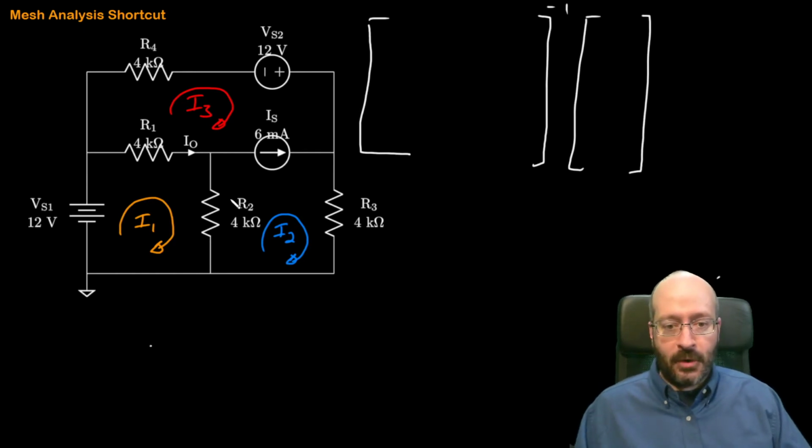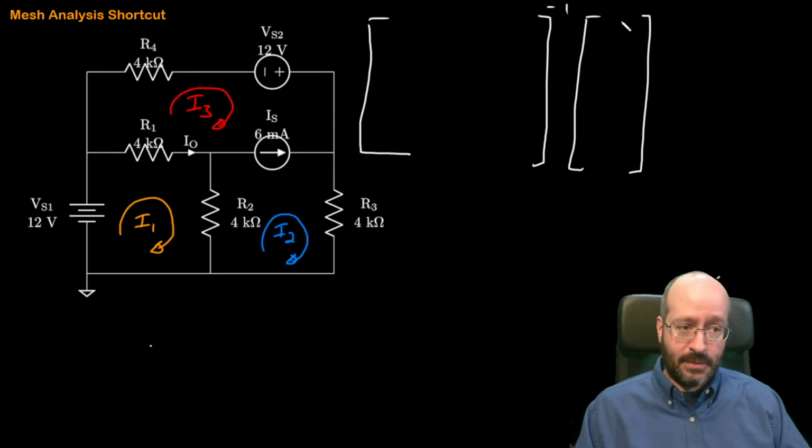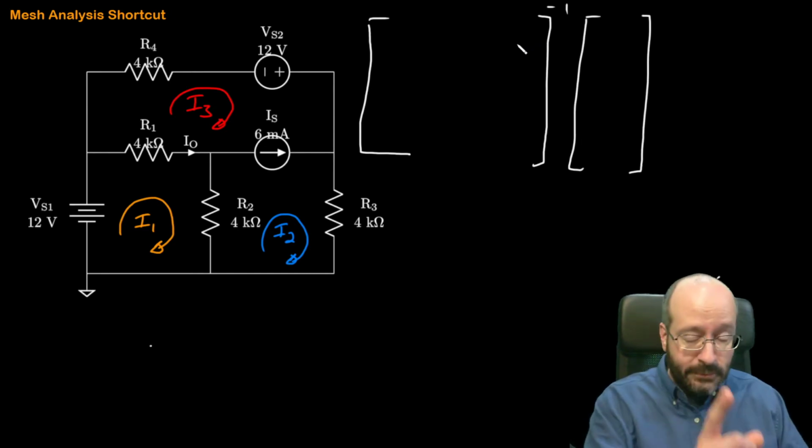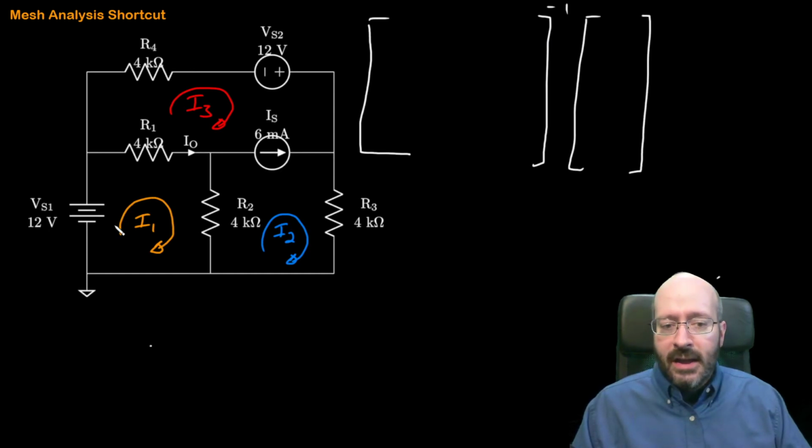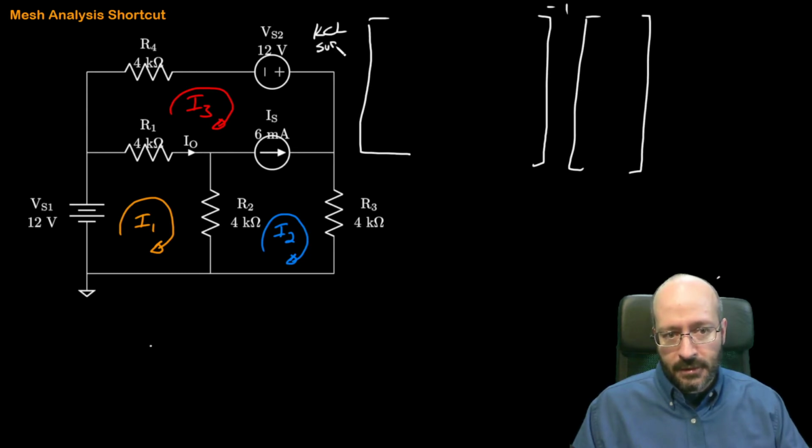Okay, so I've got 3 unknowns, so I got a 3 by 3 system, 3 by 1 vector over here on the right. Don't forget to invert it. Got to invert it. And I see 1 current supply, so one of these is going to be a KCL. Okay, and that's for the super loop.